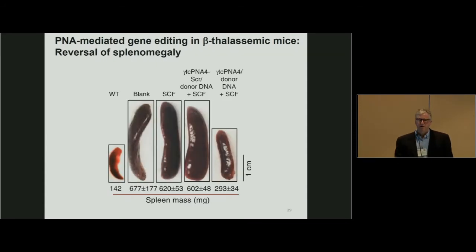Now, what about the splenomegaly? As many of you know, in thalassemia, there's to a large extent extramedullary hematopoiesis, which affects the spleen. You get enlargement of the spleen, as shown here in the blank treated animal, and in the other controls. But in the gamma treated mice, on average, the spleen size was substantially reduced, and you see the quantification of spleens from several animals at the bottom there, but you can see that visually. So there was substantial reduction in the splenic mass.